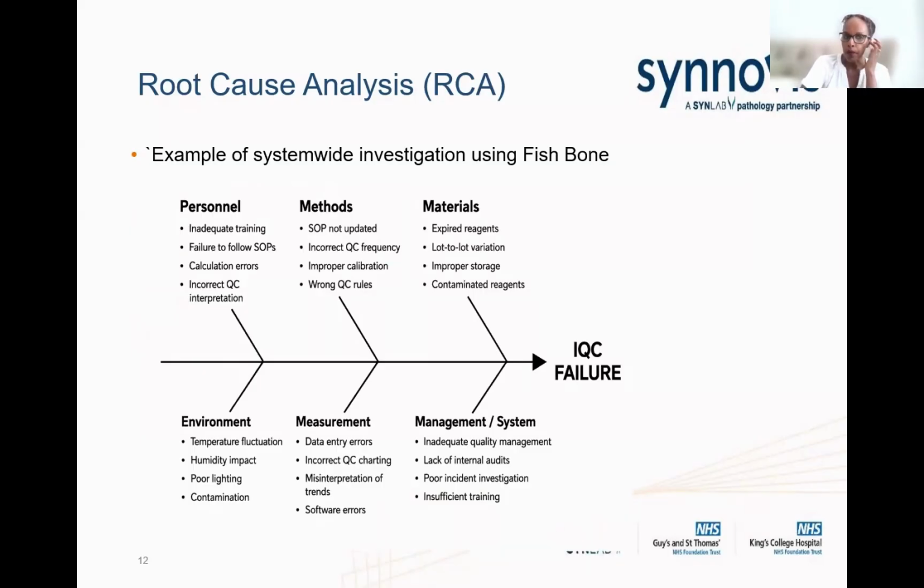And this is an example of system-wide investigation using fishbone analysis. So you look at all the aspects that are associated with that QC with regards to the method itself, the material you're using, the personnel, the different personnel that are performing that task, environment, measurement, QMS, and there are also other things we'll look at in a minute.